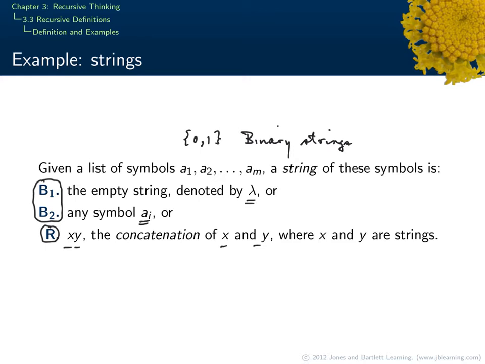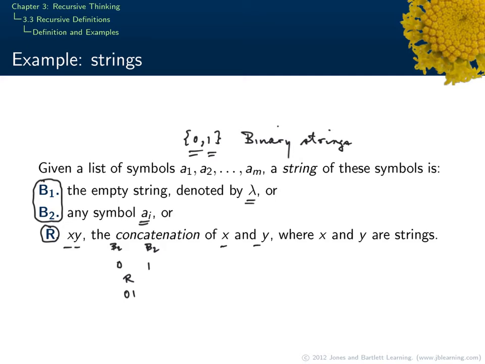Okay, so for example, if we're going to let these be the symbols, just 0 and 1, then I can form the string 0 just by B2, and I can form the string 1 by B2. I know both of those are strings. And then the string 0, 1 comes from applying the recursion R to those existing strings.